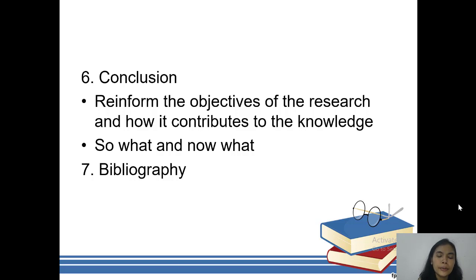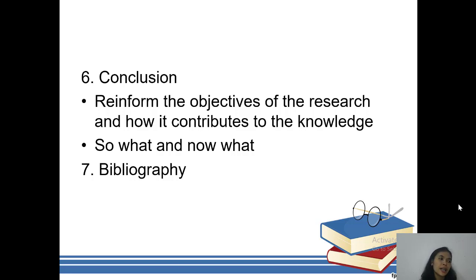And for the bibliography, it is basically telling the readers all of the references that were used in order to construct this journal article or this academic writing. So that is basically the whole set of parts of a journal article.